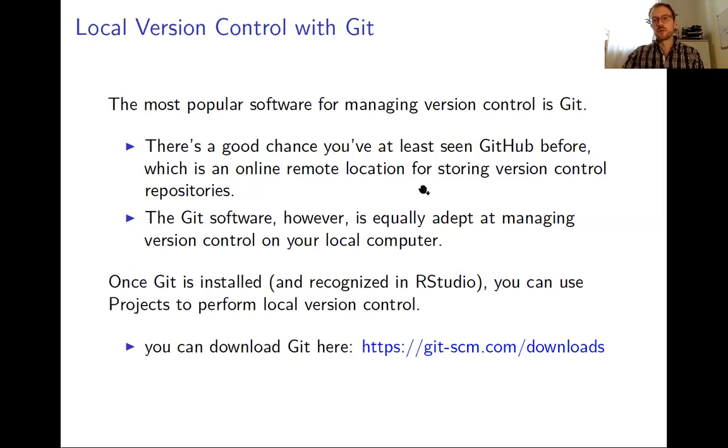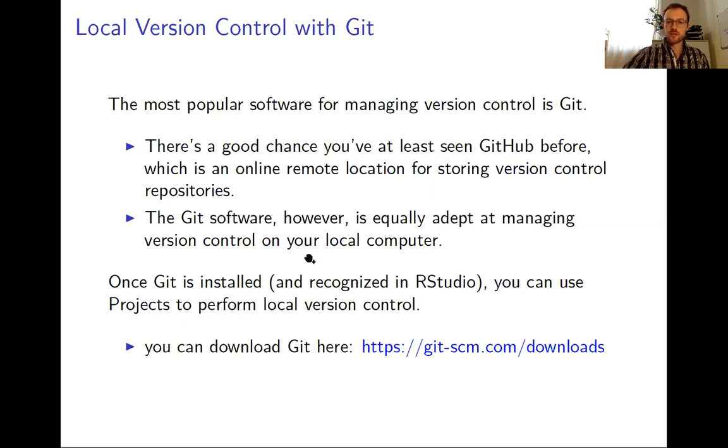So the most popular software for version control is Git. Another one is Subversion. And Git allows you, first of all, to keep track of your changes to your project locally. You can also then synchronize this with GitHub, which allows you to synchronize your local changes with an online repository where you have stored a version of your project.